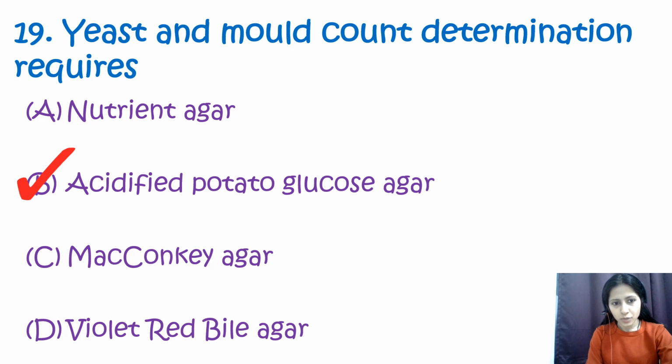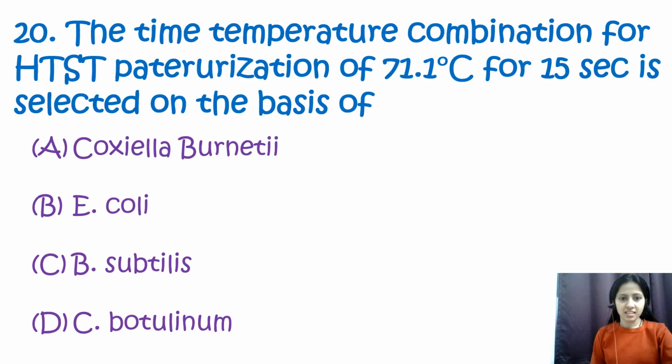So here the correct answer is option number B. Question number 20. The time temperature combination for HTST pasteurization. So what does HTST stand for? HTST stands for high temperature short time pasteurization. 71.1 degrees Celsius for 15 seconds is selected on the basis of option number A, Coxiella burnetii, B, E. coli, C, Bacillus subtilis, and D, Clostridium botulinum. So here the correct option will be option number A, that is Coxiella burnetii.